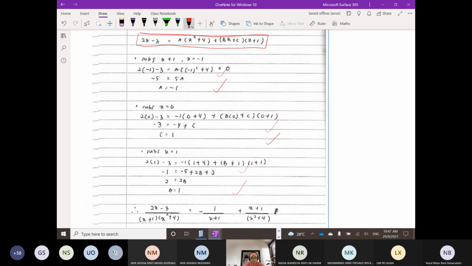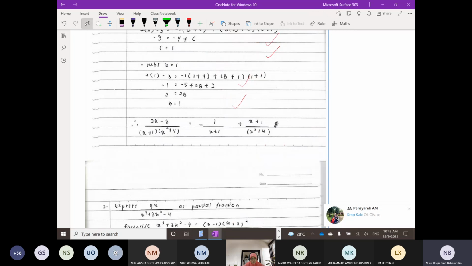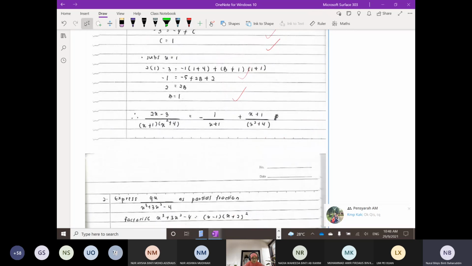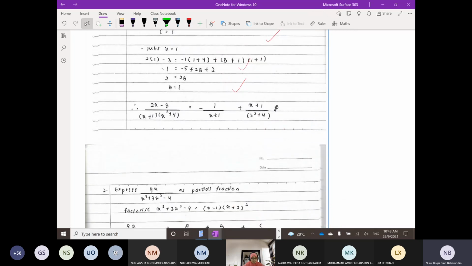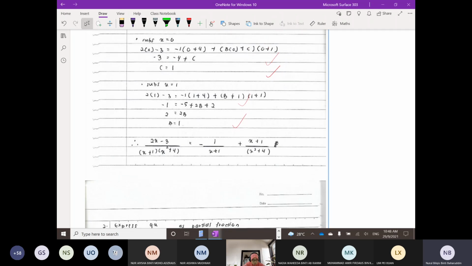Yes. Can. Kita boleh substitute. We can substitute x with any value since we already have 2 unknowns. Okay, our 2 unknowns are A equals to -1, C equals to 1. That means for B, we can substitute x to any value. Make sure you don't make any careless mistake, and then you will get your final answer. Your final answer will be (2x minus 3) over (x plus 1)(x squared plus 4) equals -1 over x plus 1.